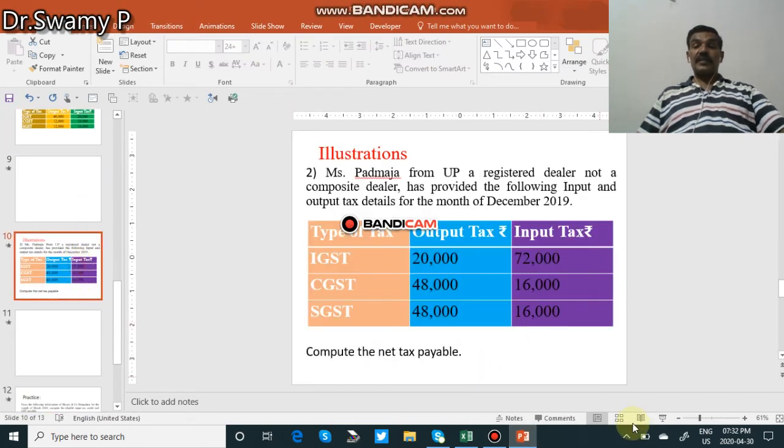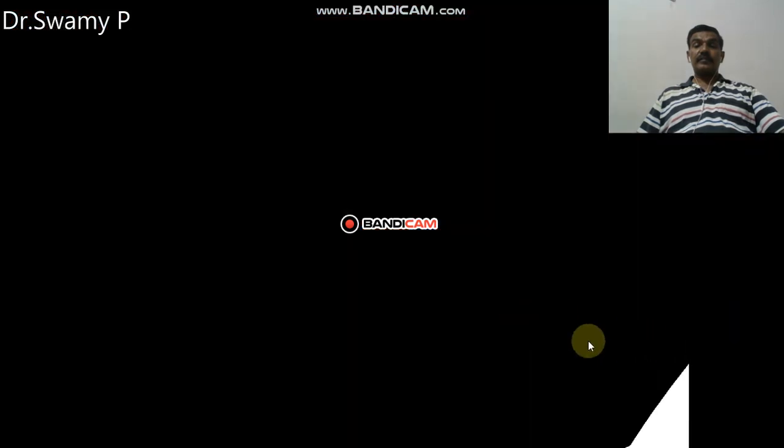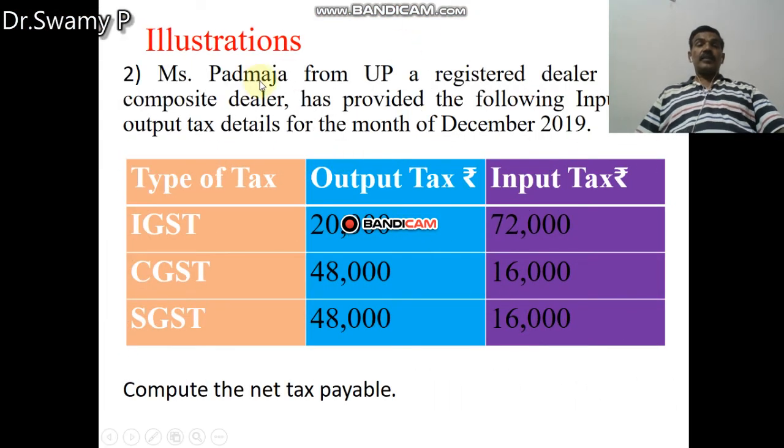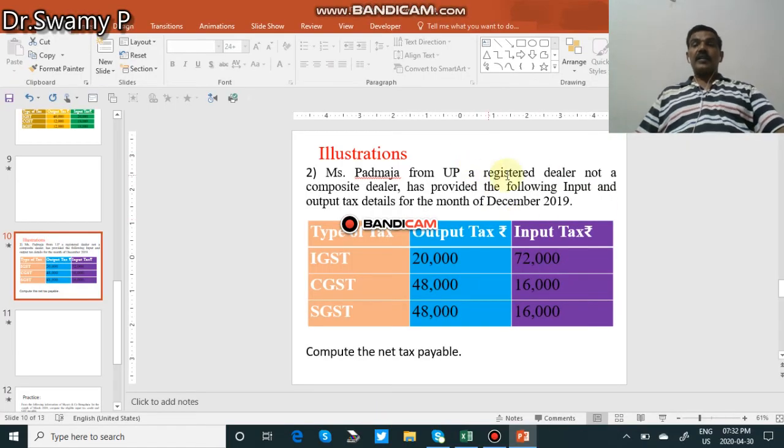The next example is this one. Ms. Padmaja from UP, a registered dealer, not a composite dealer, has provided the following input and output tax details for the month of December 2019. Here also the dealer has collected 20,000 rupees IGST, 48,000 rupees each from the intrastate supply.